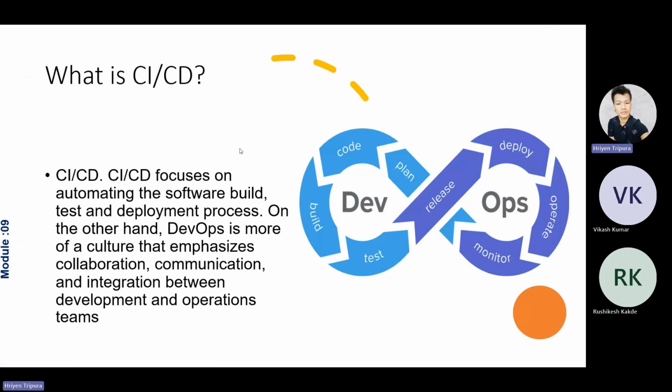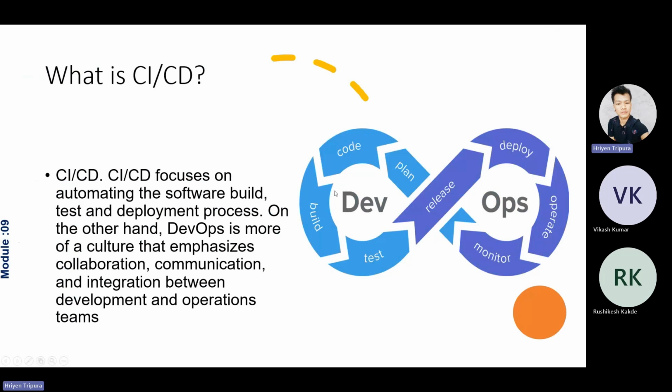On the other hand, DevOps is more of a culture that emphasizes collaboration, communication, and integration between development and operation teams. So we will have to understand two different categories, or two different ways here. First is CI, which is continuous integration, and CD, continuous deployment. As you can see in your diagram, many people get confused, but let me clear it up.